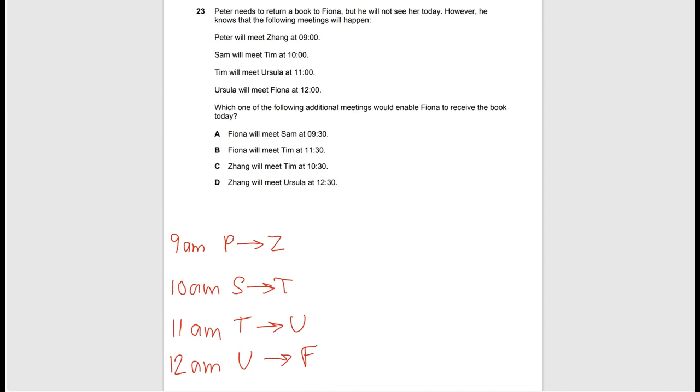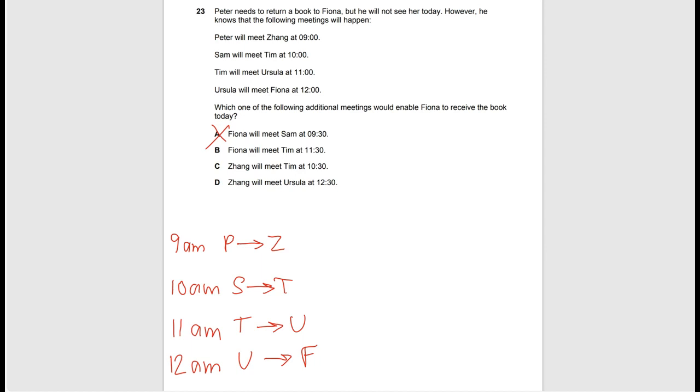Fiona will meet Sam at 9:30. If Fiona meets Sam at 9:30, that would be here. At 9:30 a.m., Fiona would meet Sam. But the book is still with Zhang. So there's no use of having a meeting between Fiona and Sam at 9:30. So it's not going to be A.